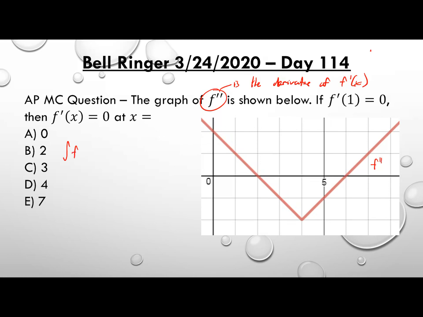Well, let's find the antiderivative of f double prime. So the integral of f double prime, let us find it. Now we're given a graph, an absolute value graph. We have that V shape. And we can actually find this antiderivative relatively simply. Now, this antiderivative actually ends up being two separate equations, since it's two separate lines.